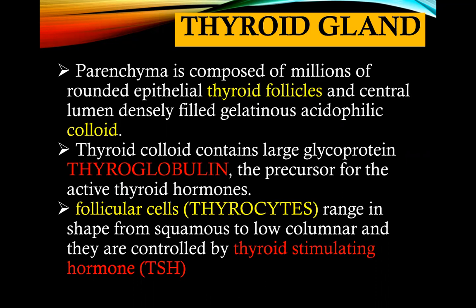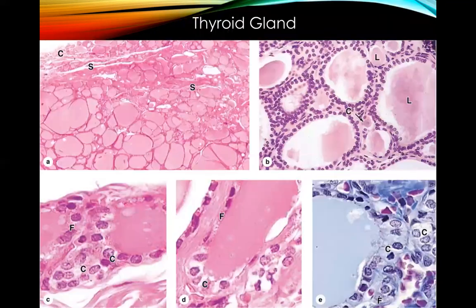the parenchyma or the characteristic cells is composed of millions of rounded epithelial thyroid follicles and a central lumen densely filled with gelatinous acidophilic colloid. Okay, take note that the thyroid colloid contains this large glycoprotein thyroglobulin, which is the precursor for an active thyroid hormone. So basically in this picture, it contains millions of thyroid follicles, and in illustration figure B, the colloid here contains your thyroglobulin.